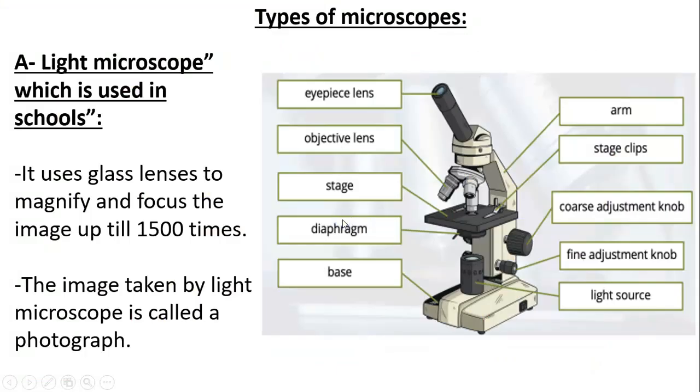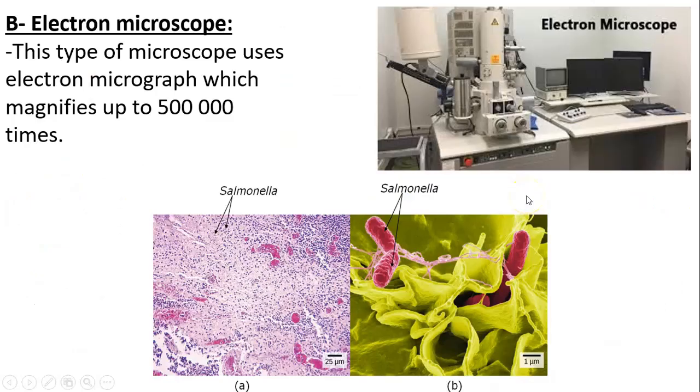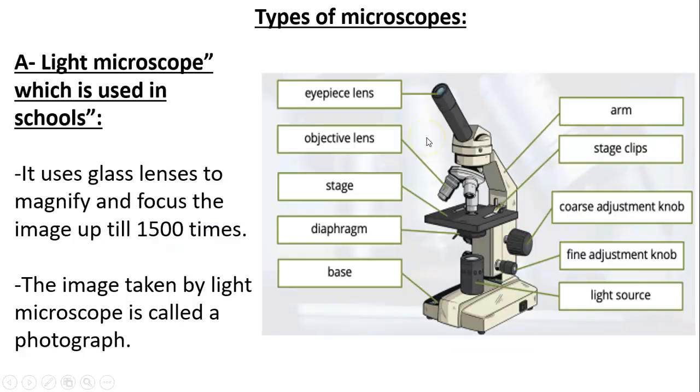Let's take a look first. How do we see cells? As we agreed before, most of the cells can be seen under a microscope only. So we have two types of microscopes. The light microscope you see here in the picture and the electron microscope, and this is a sample of the electron microscope here in this picture. So what's the difference between light and electron microscopes?